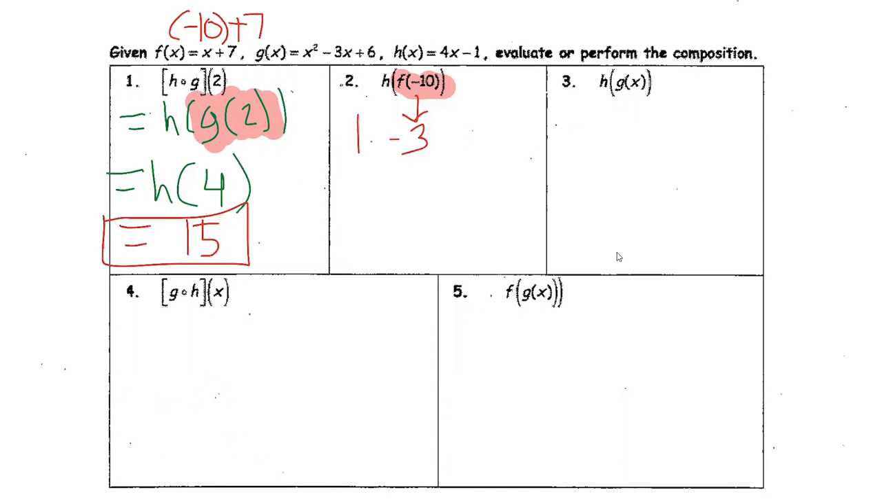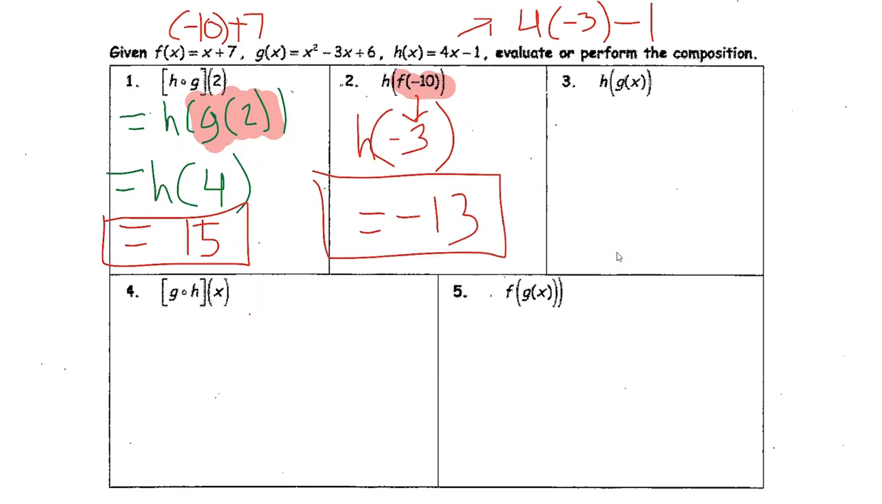So we really have h of negative 3, because f of negative 10 is negative 3. You can replace that with what it equals. To get our final answer, we're just going to plug negative 3 into our h function. So 4 times negative 3 minus 1. If you work that out, you should get negative 13. And that would be your final answer.